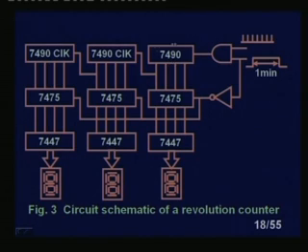This is a decade counter. It will start from 0 and count up to 9, then again come back to 0. So it is 10 different states, a modulo 10 counter. It starts from 0, counts up to 9, then again comes to 0, like that. Now, how it works: you see this 7475 is basically a 4-bit D-latch flip-flop.